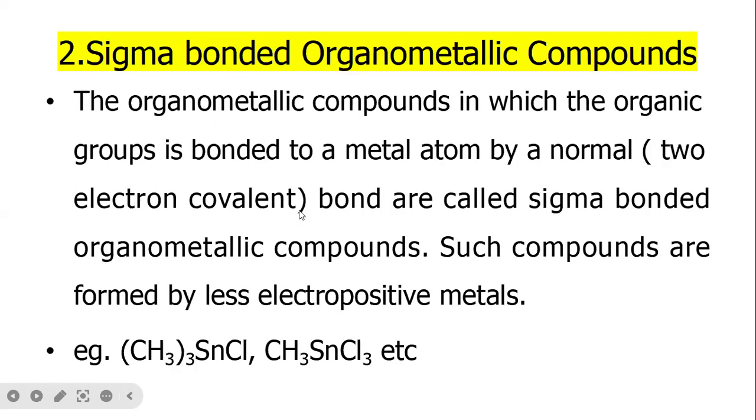Sigma bonded organometallic compounds. The organometallic compounds in which the organic group is bonded to a metal atom by a normal two-electron covalent bond are called sigma bonded organometallic compounds. Such compounds are formed by less electropositive metals.